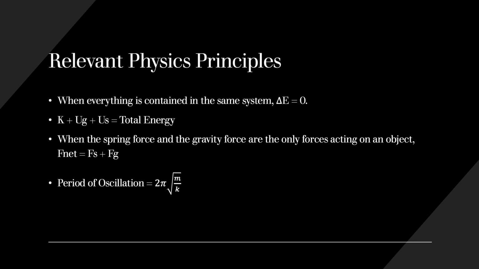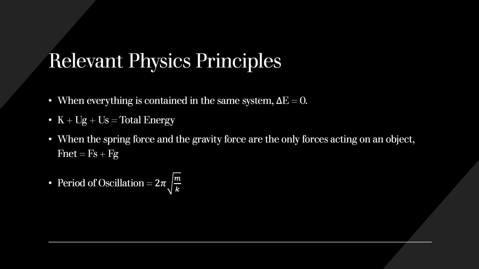Some relevant physics principles to get started with before we actually get into the experiment. When everything is contained in the same system, the change in energy is equal to zero. This is because all the changes of energy occur within the system that is defined by us, which I'll get to later. That means there is no external work or heat being given off, so the energy change is zero. The combined kinetic, gravitational, and spring energy will give us the total energy in the system.